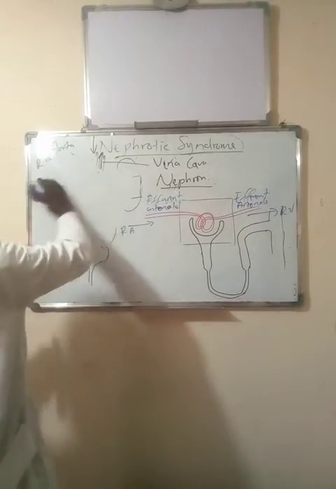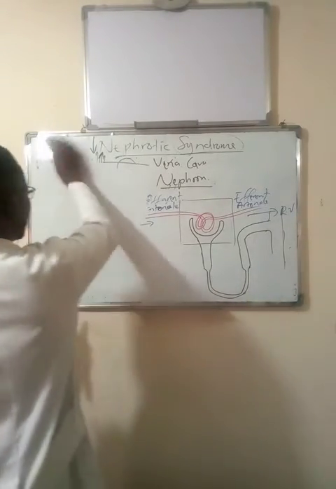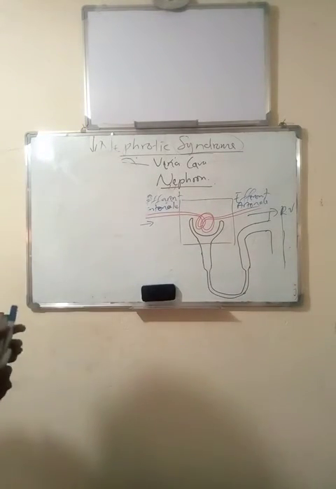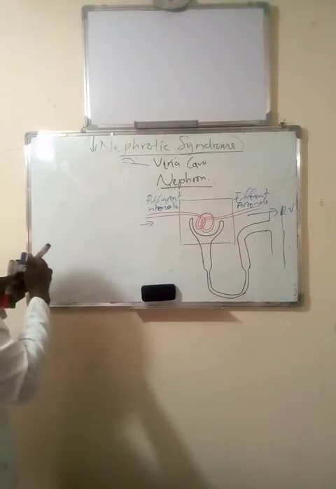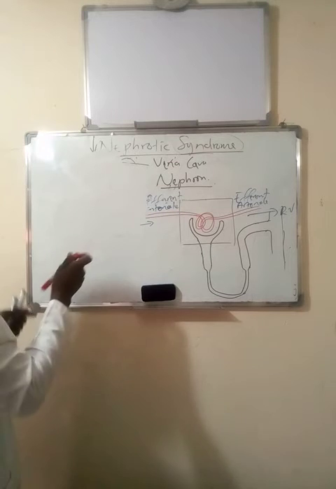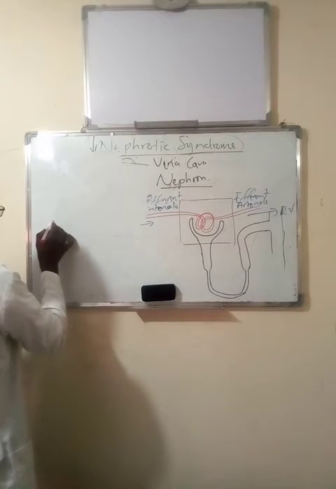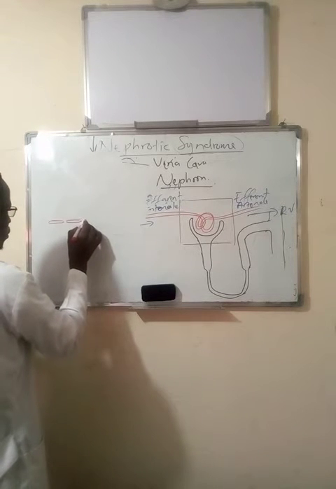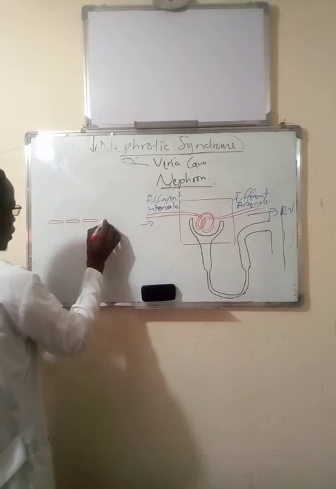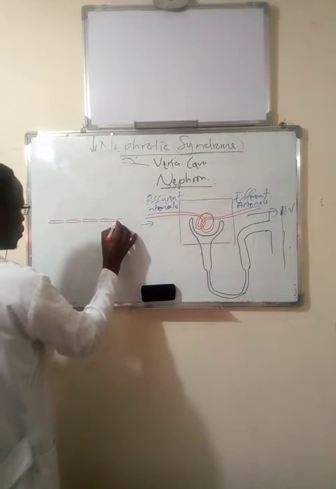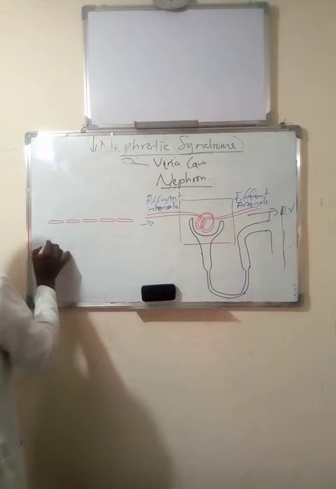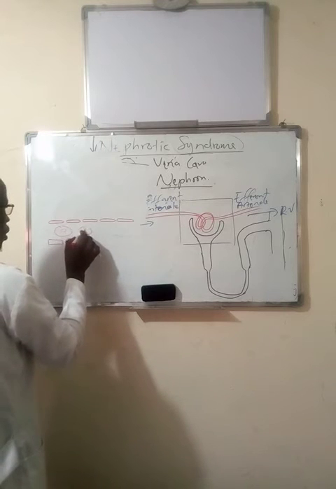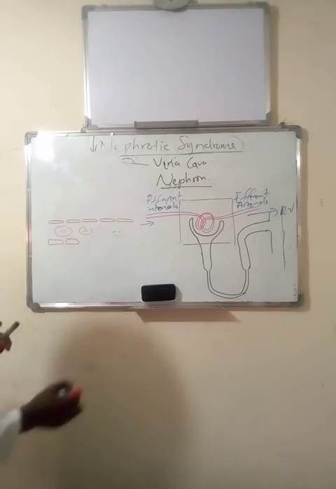So let's look at the capillary, which is the glomerulus. We have the endothelium, the glomerular endothelium, like that. So that is the endothelium, and we even have red blood cells and other stuff. So this is the glomerulus.